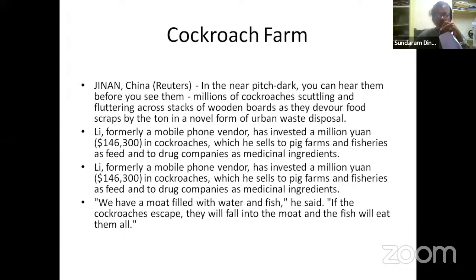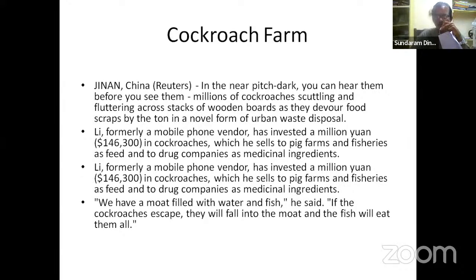The cockroaches are very good food for pigs. They sell cockroaches to pig farms and fisheries as their feed. And of course, drug companies are using cockroaches to get medicinal ingredients. So he was a farmer and mobile phone vendor. Now he has invested 1 million yuan in cockroaches, which he sells to pig farms and fisheries as feed and to drug companies as medicinal ingredients. So they are popularly earning money from the cockroaches.